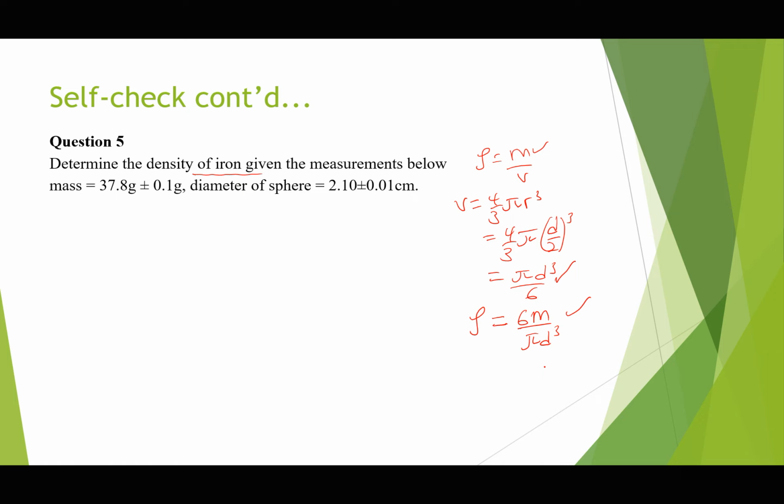Note, it is always wise to manipulate the expression or the formula so that you only include quantities whose absolute uncertainties have been given, rather than just substituting the mass and separately calculating the volume and substituting to find the density. I went ahead and simplified the expression for volume so that I bring in the quantity whose uncertainty is given, so that when I substitute, it becomes easier for me to find the absolute uncertainty. So using this expression, you should go ahead and find the density.